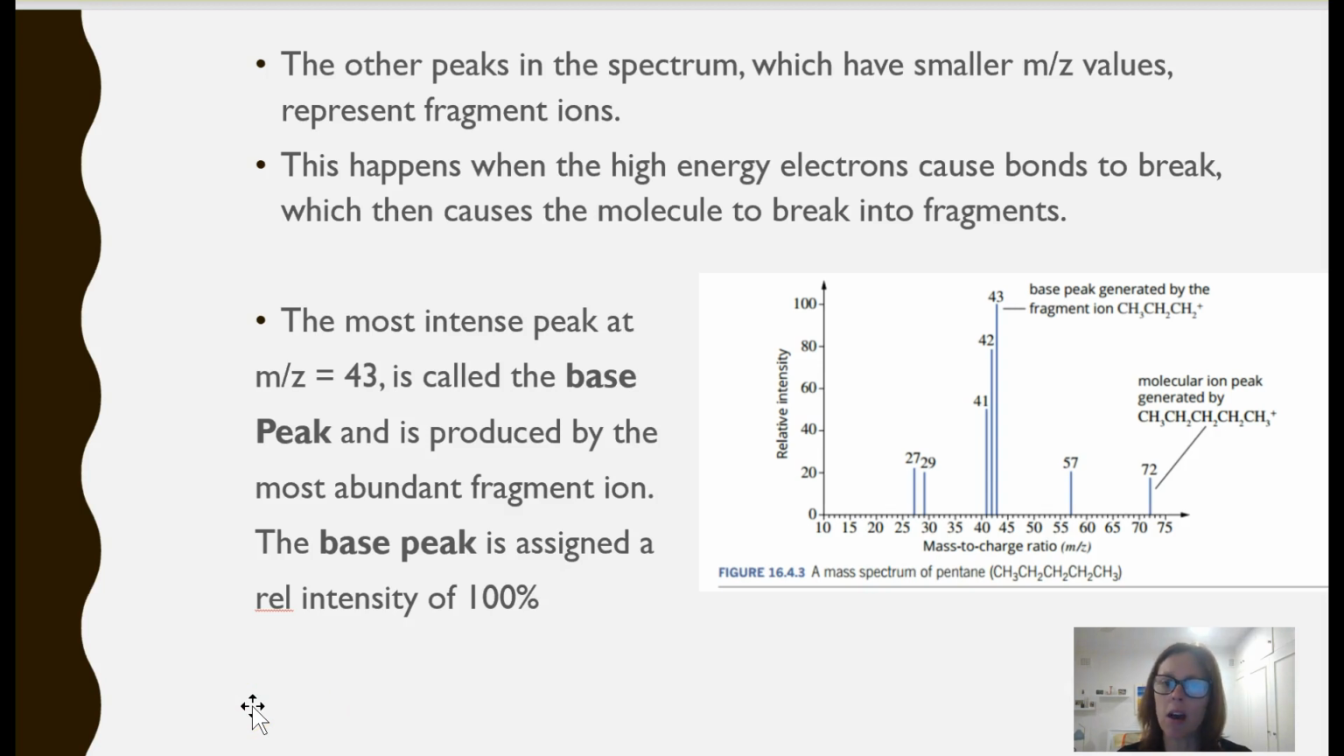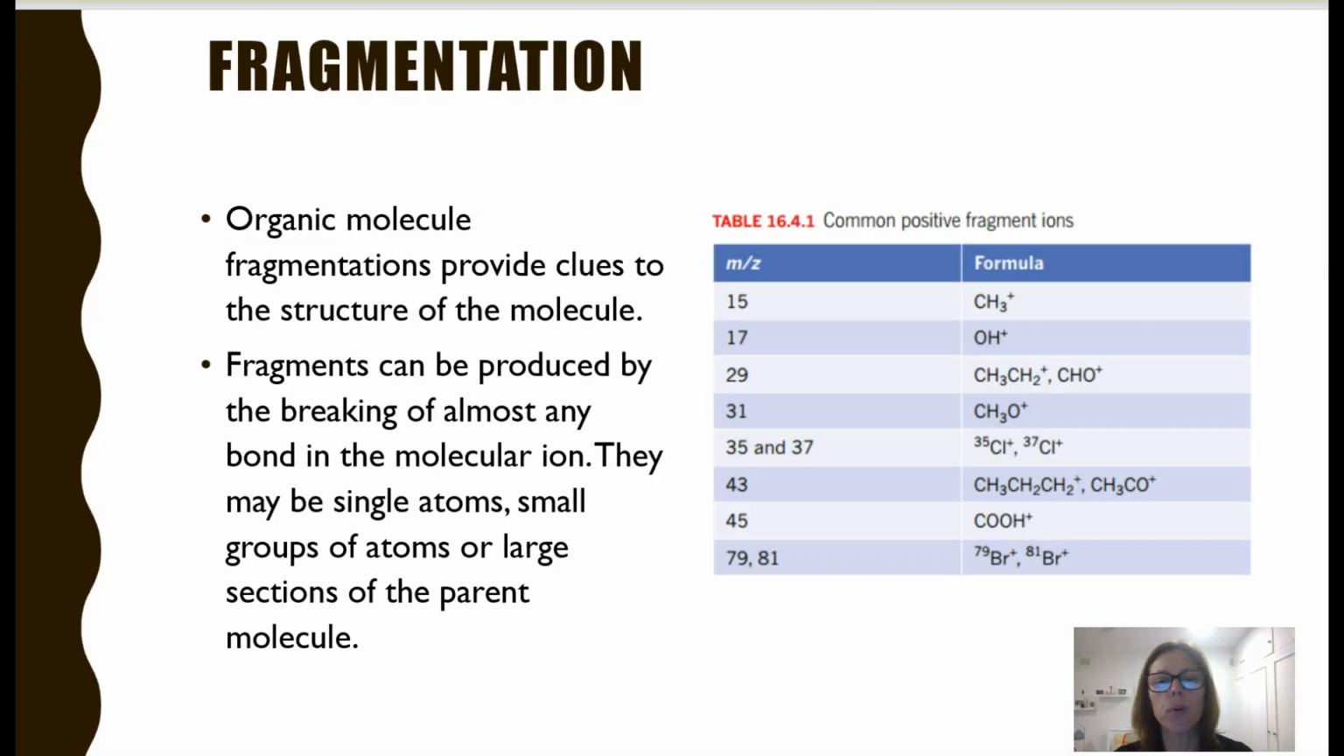So what's happening is high energy electrons are causing bonds to break, and so they're just breaking into their different fragments. Some really good things to remember: you can work these out yourself. It's not difficult to do so, but certainly if you start to remember some of the patterns of numbers, it certainly helps a lot. These can help provide clues to the structure of the molecule, and the fragments are produced by breaking almost any bond in the molecular ion, and that can be atoms, groups of atoms, or even large sections of the molecule.